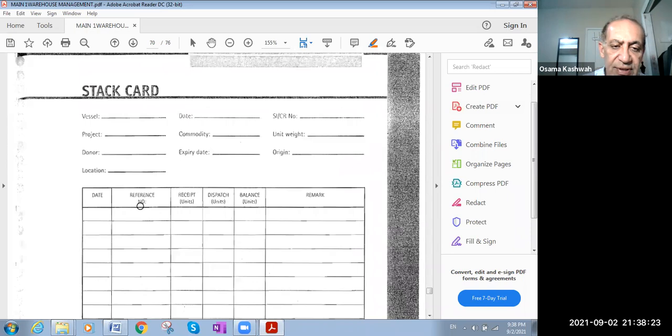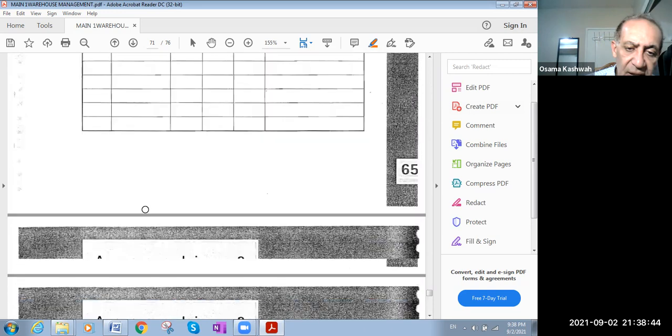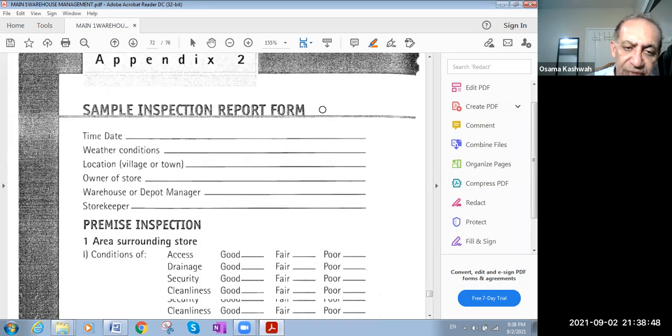So here, as an example, this is the stock card. It looks like this: date, reference number, receipts, dispatch unit, balance. So here, receipt, I receive 100. Here, as an example, 100. Here I get out 20. Then the balance will be 80 here.